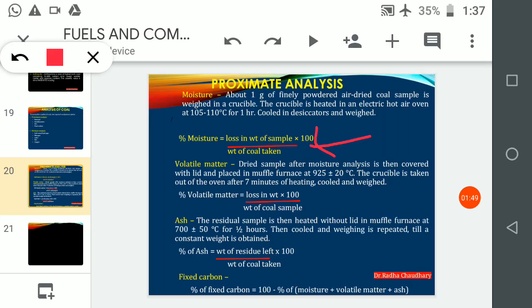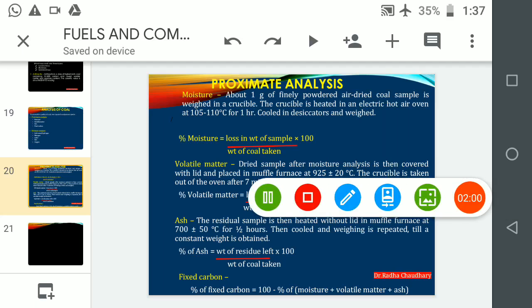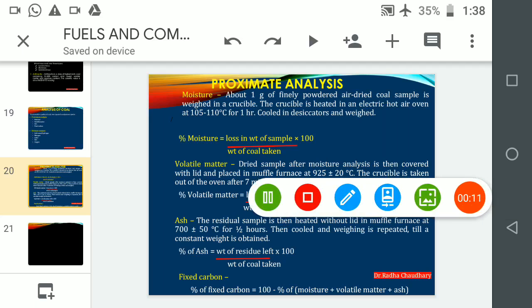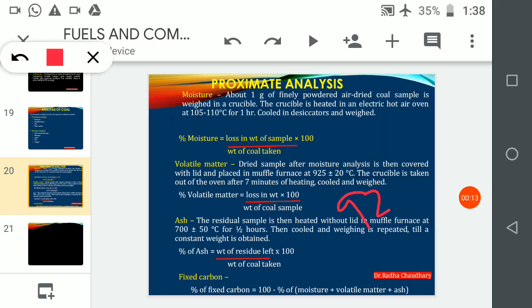Then volatile matter. In this, the dried, moisture-free coal is taken in a silica crucible and covered with a lid. The crucible is placed in a muffle furnace at 925 plus minus 20 degrees centigrade for 7 minutes only. The crucible is then taken out, first cooled in air, then inside a desiccator, and weighed.